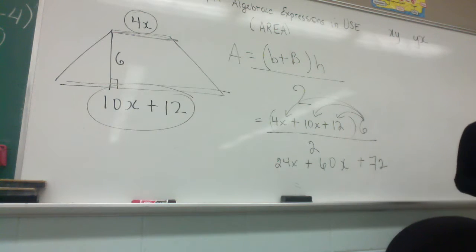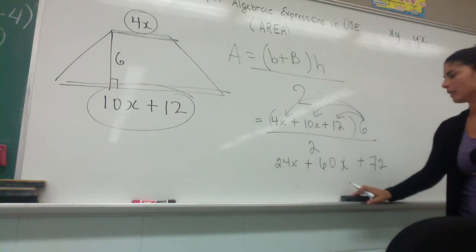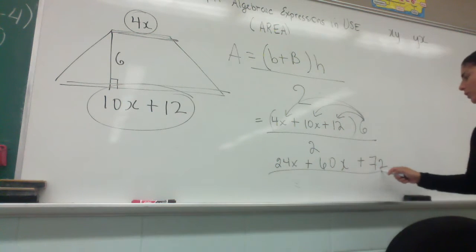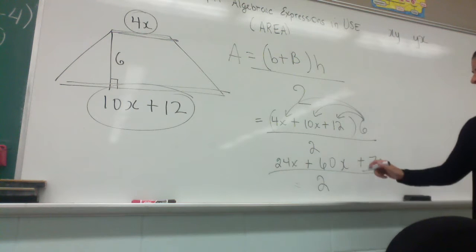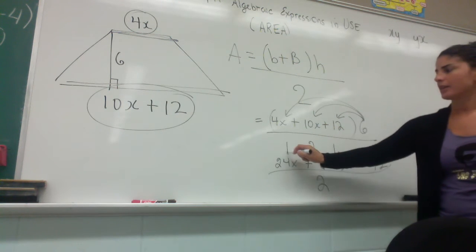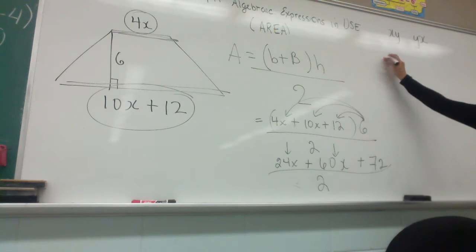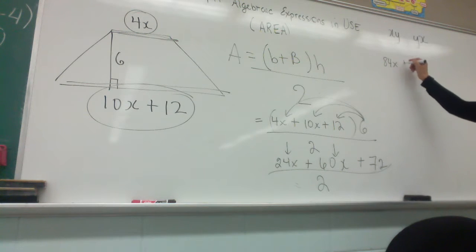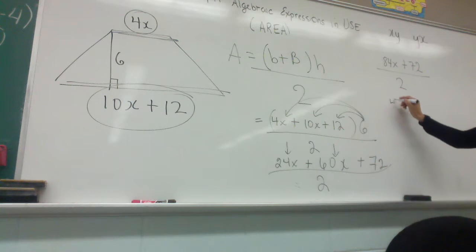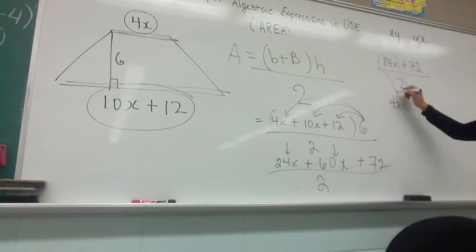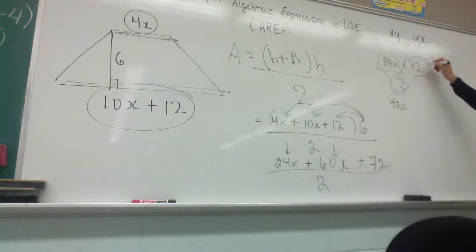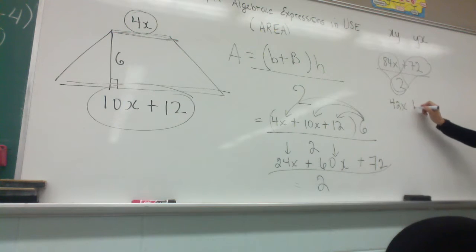Yes. And can I do anything else besides this before I divide by 2? Before I divide by 2, I could actually put this guy and this guy together. So here I would have 84 x's plus 72, all divided by 2, leaving me with 42 x's. Where did I get that? 84 divided by 2 is 42 x's. And 72 divided by 2 is? 36.